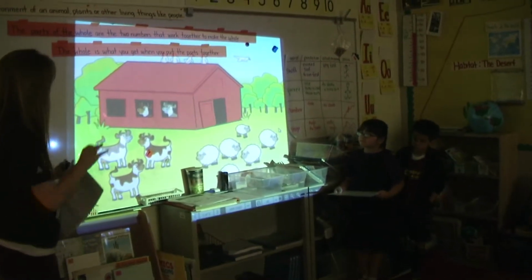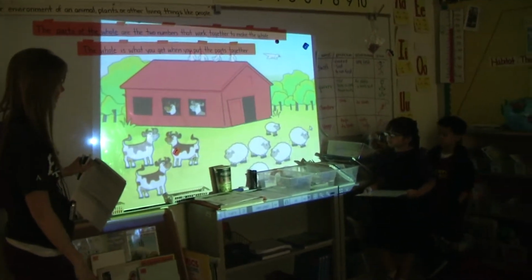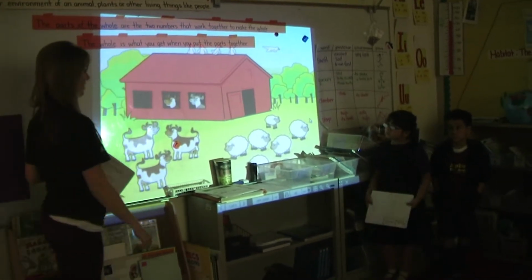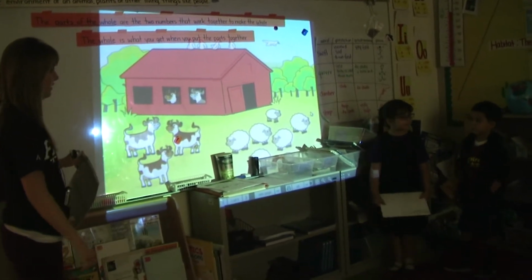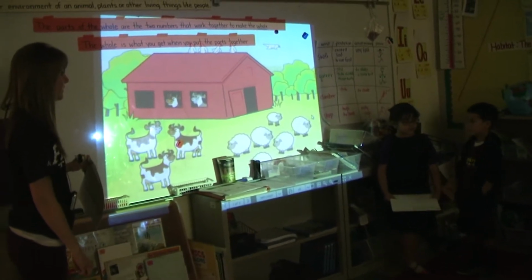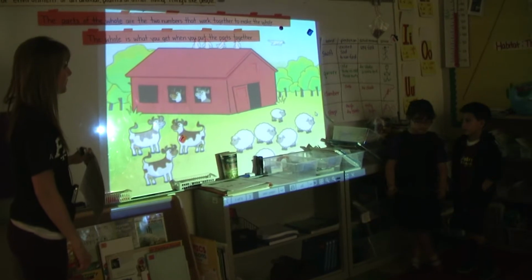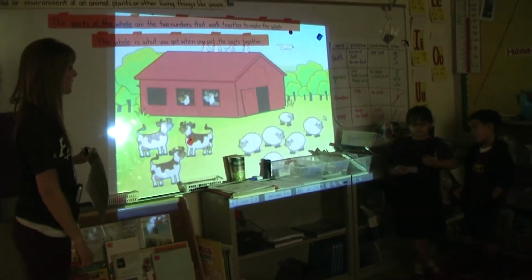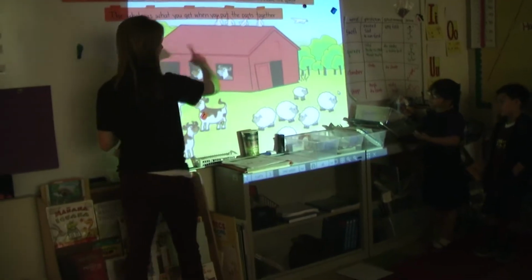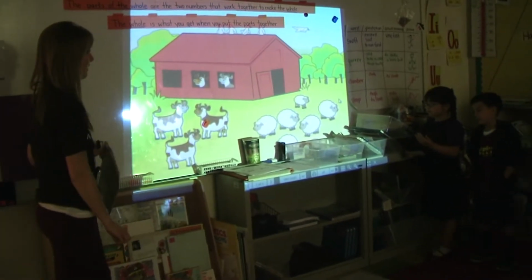Nathan, what if you wanted to figure out how many cows there were all together? Because I see some cows outside and I see some cows in the barn. What would your addition sentence look like then? Okay, so you'd have 5 altogether, but how did you get that? What numbers did you put together to get 5?